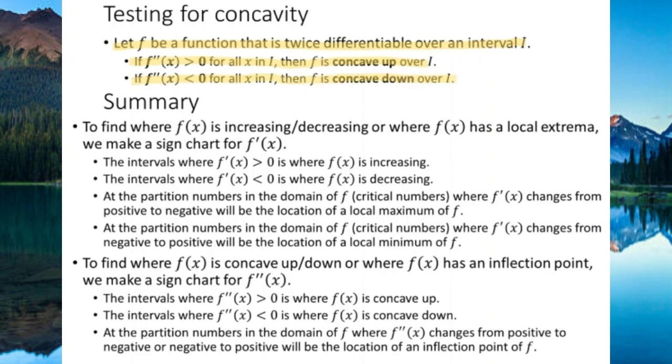So similar to how the sign of the first derivative tells us where a function is increasing or decreasing, the sign of the second derivative tells us where the function is concave up or concave down. The reason why we're looking at the second derivative is because the second derivative is the first derivative of the first derivative. So wherever f double prime is positive, f prime is increasing, which means the function f is concave up. Whereas whenever the second derivative is negative, the first derivative is decreasing, which means the function f is concave down.